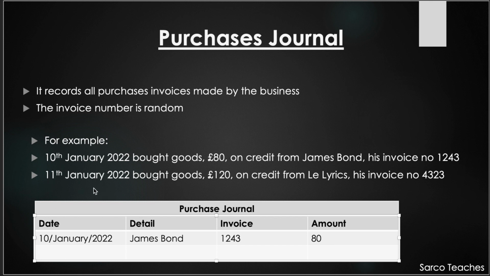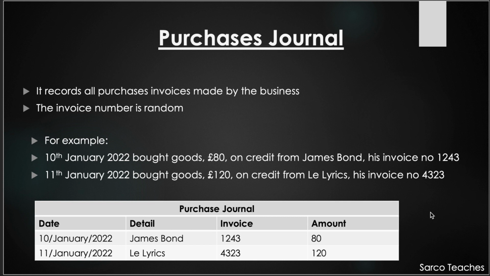Second one, again straightforward. 11th of January 2022, bought goods £120 on credit from Lee Lyrics, his invoice number 4323. I don't know if you've noticed or not, but at the start I said the invoice number is random. As you can see, for the 10th of January it is 1243, for the 11th of January it is 4323, so the invoice number is random. Whereas for a sales journal, it's a sequence.